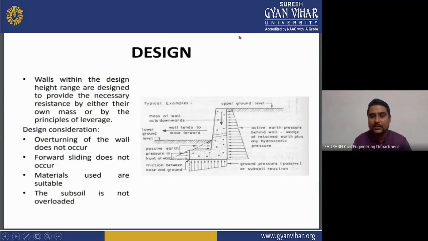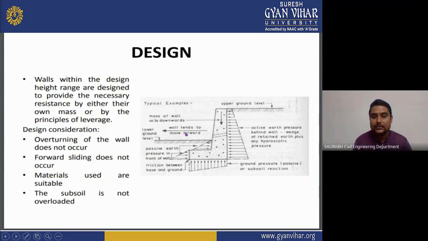As you can see here, now we have seen the components of the retaining wall, and this force is called the active earth pressure behind the wall. There is also ground pressure, which is also known as passive pressure or subsoil reaction. And this is the friction between the base and ground, and there is passive earth pressure in front of the wall. As you can see here, there will be passive earth pressure. This is your lower ground level, and this is your GL, which is also known as ground level.